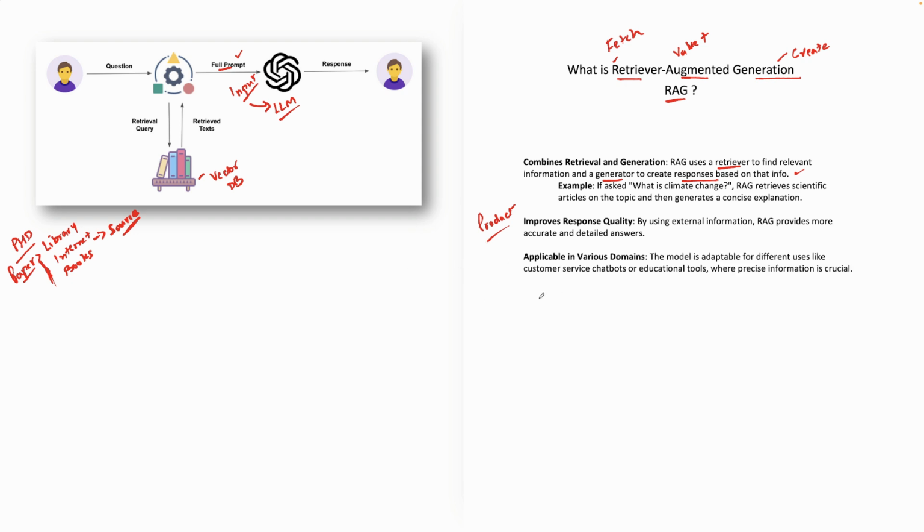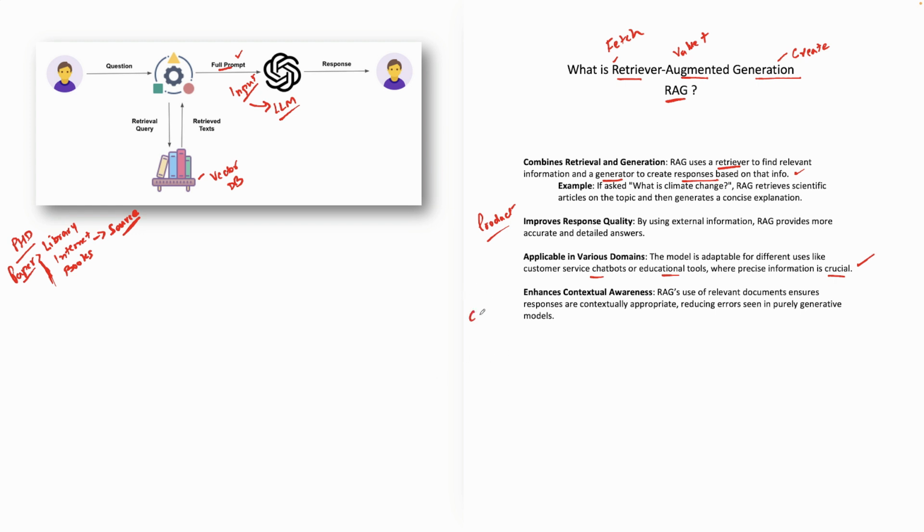So it can be applicable in various domains. It is adaptable to different use cases like customer service chatbots and educational tools, where precise information is crucial. So obviously where you need specific information, probably you can't rely on the data sitting inside ChatGPT or OpenAI. You are saying, no, I want to rely on my company's internal data source, right? So this is where you will use it. And it enhances the contextual awareness, right? RAG uses the relevant documents, which ensures the responses are contextually appropriate.